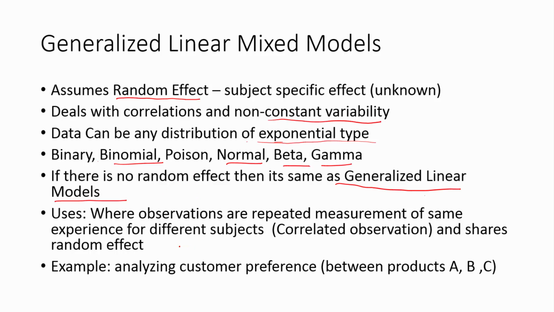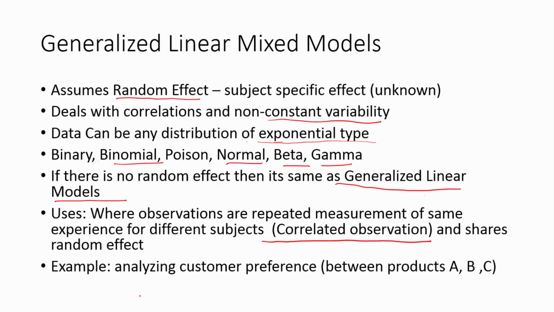So where can we use it? We can use these models where the observations are repeated measurements of the same experiment for different subjects. Since the observations are repeated measurements, there is a high chance that they will be correlated. In this case, we can use generalized linear mixed models, and there is some random effect in the data, which could be due to subject-specific reasons or totally unknown reasons.